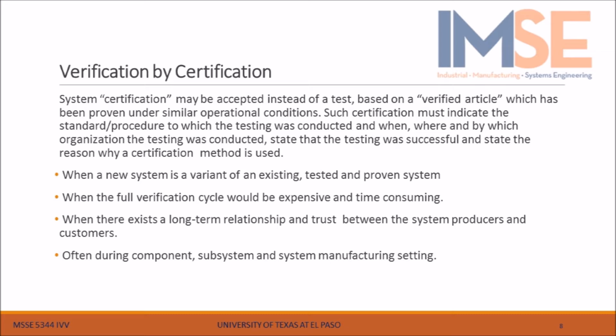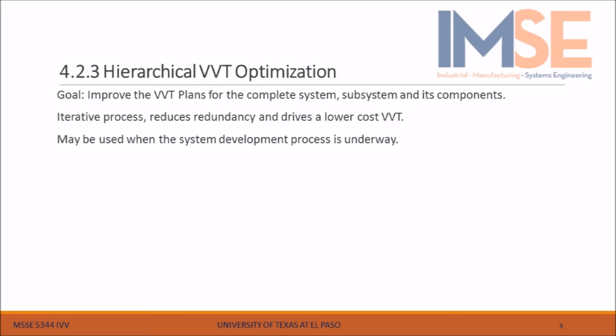system manufacturing setting. A hierarchical VVT is used for optimization of the VVT process. The goal of the hierarchical optimization is to improve the VVT plans for the complete system, subsystem, and its components. This optimization is done using an iterative process, or a step process, that links this level to the next level, and so on. By directly linking the requirements, you can reduce or eliminate redundant VVT activities. The result is a lower cost VVT. The hierarchical VVT may be used when the system development process is underway.